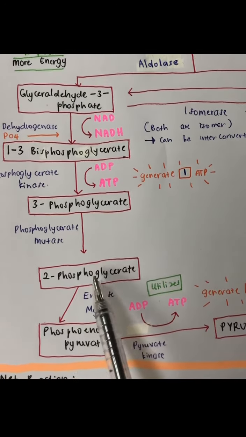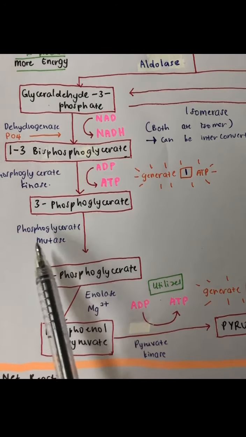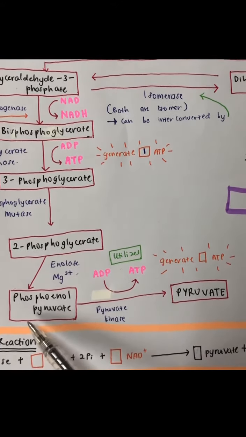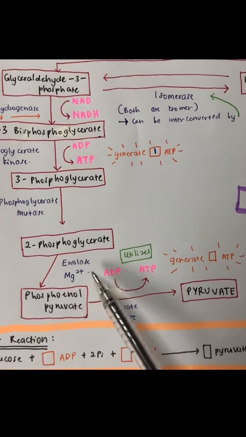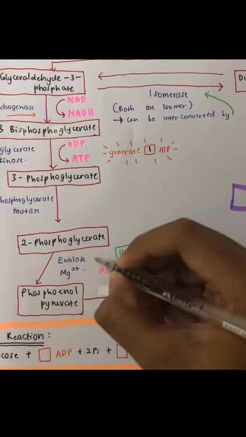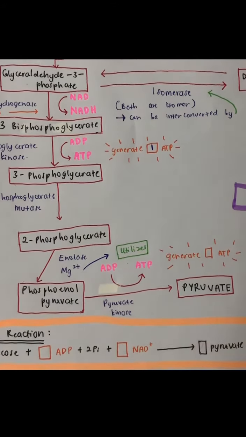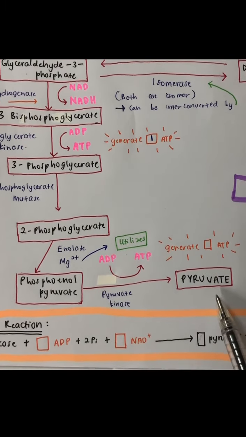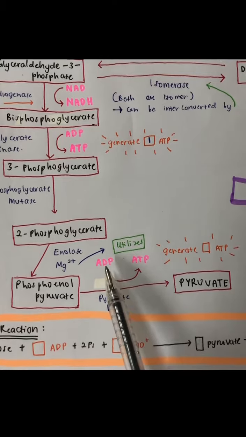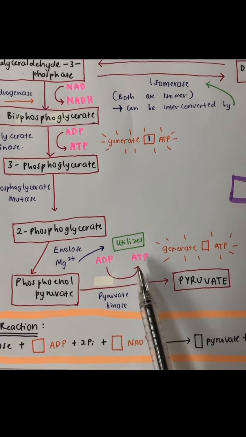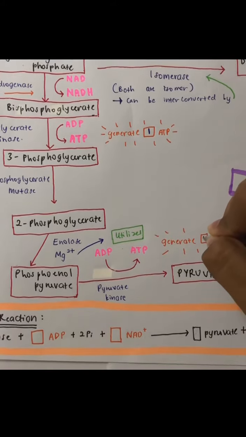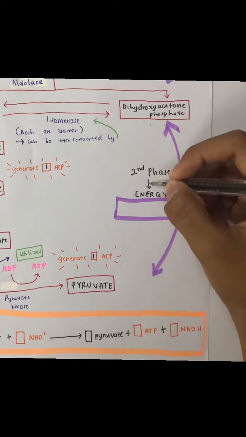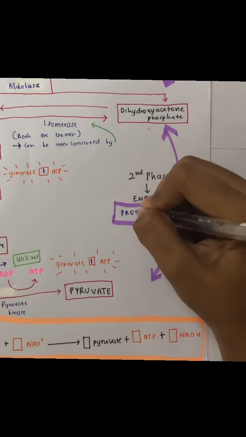3-phosphoglycerate is then converted to 2-phosphoglycerate by the enzyme phosphoglycerate mutase. 2-phosphoglycerate is then converted to phosphoenolpyruvate by the enzyme enolase, and in this reaction, a magnesium ion is utilized. In the final step, phosphoenolpyruvate is converted to pyruvate by the enzyme pyruvate kinase, and another ADP molecule is converted to ATP, so another ATP molecule is generated. This composes the second phase of glycolysis. In this second phase, the energy is actually produced.